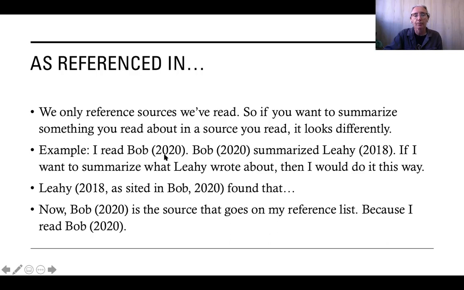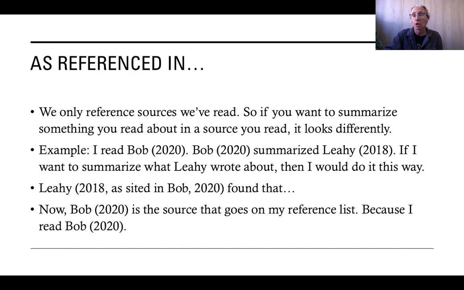I read Bob, which was published in 2002. Bob, 2002, summarized Leahy, 2018. If I want to summarize what Leahy wrote about, then I would do it this way. Leahy, 2018, comma, space, as cited in Bob, 2002, found that. So what I'm doing here is telling the reader, I'm summarizing Leahy, and I read Leahy in Bob, 2002.